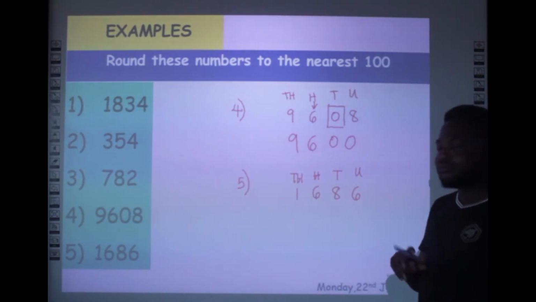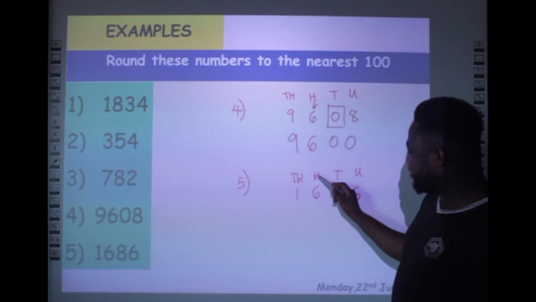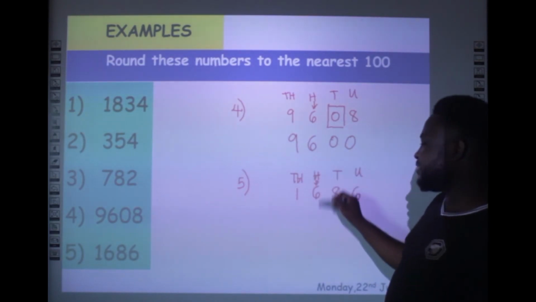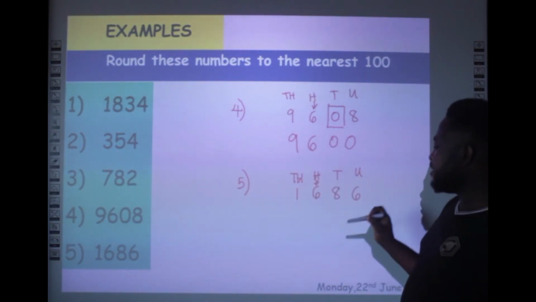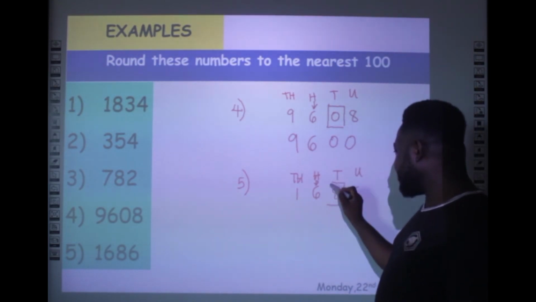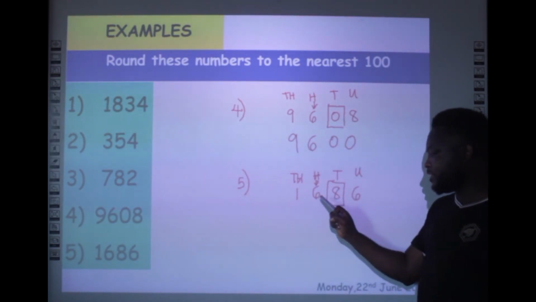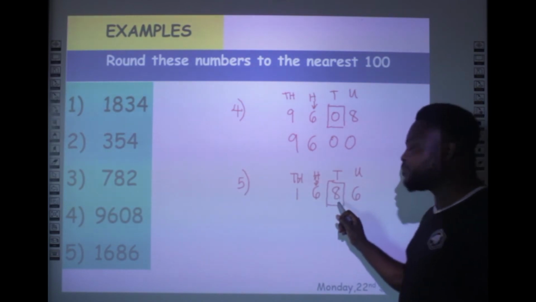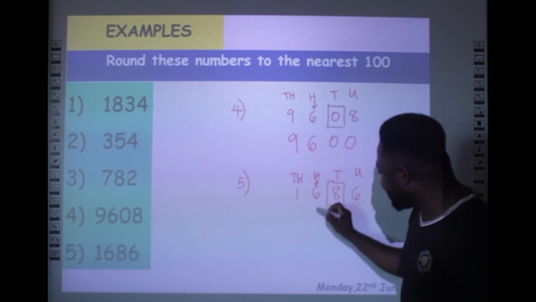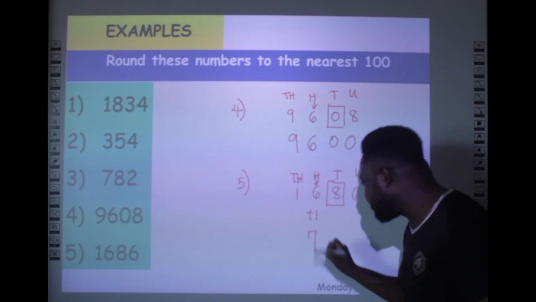Okay? Now, what's the next step? 100. Where do you have 100 here? This is H. So this is our target digit. The 6 is the target digit. Okay? Under H. Now, look at the right of the target digit, which is what? This digit here. This is the digit to the right of the target digit. Now, is this up to 5? Yes. What are you going to do? You add 1. So by the time you add 1 to this, 6 plus 1 will give us 7.